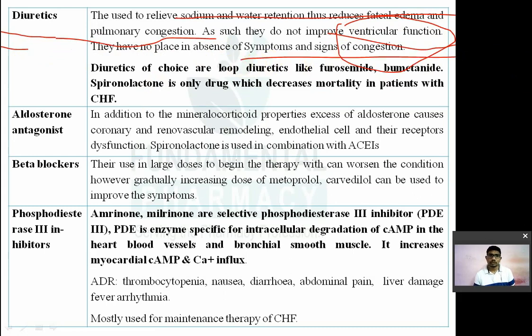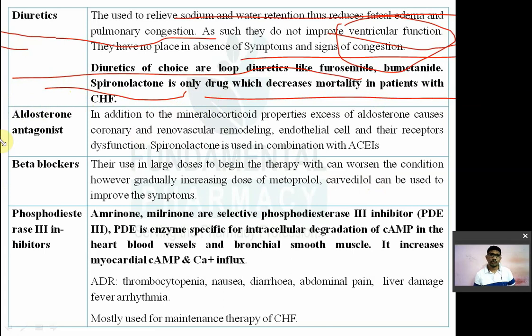So diuretics of choice are the loop diuretics like furosemide, bumetanide. Spironolactone is the only drug which can decrease the mortality in patients with congestive cardiac failure. So spironolactone, then loop diuretics, they are used. Remember, spironolactone is the only drug which can decrease the mortality. Mortality means the percentage of death. So spironolactone is the only drug which can decrease the mortality in patients with congestive cardiac failure.